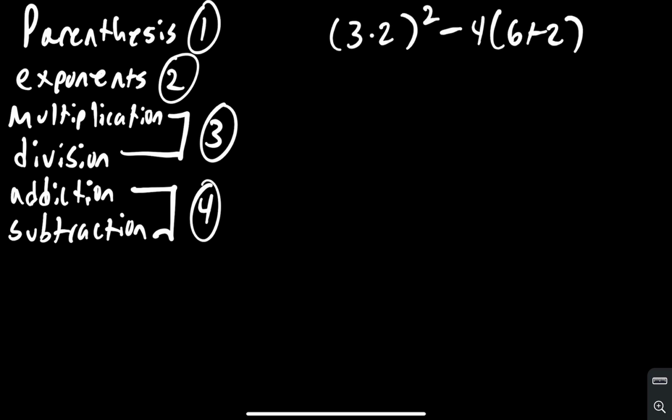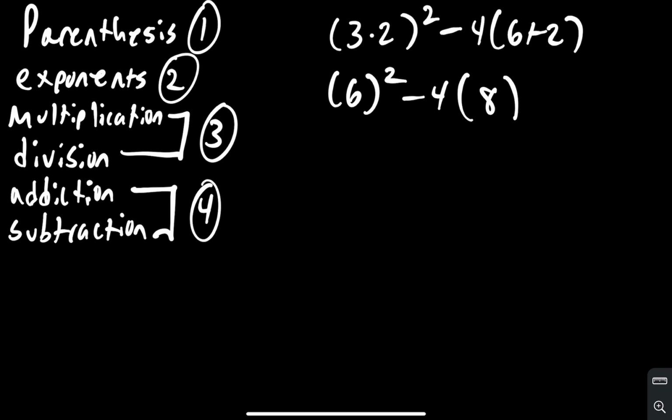All right, we'll start off with this problem. For this one, we start off with P, PEMDAS. Start off with P, which is parentheses. We take care of everything inside of the parentheses. So we have 3 times 2 in the parentheses of it getting squared. 3 times 2 is going to give you 6. And don't forget the squared. And then we carry the minus 4. And then we have 6 plus 2, which is going to give you 8. And then we close the parentheses. So that's everything inside of the parentheses taken care of.